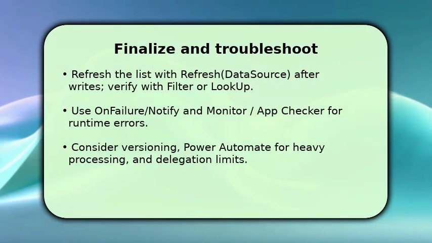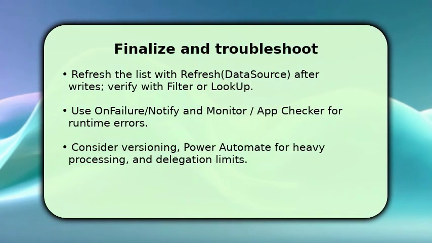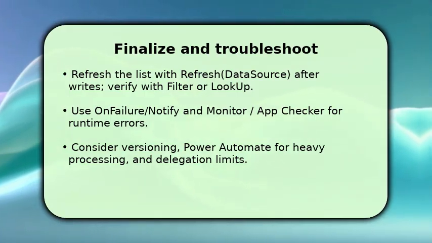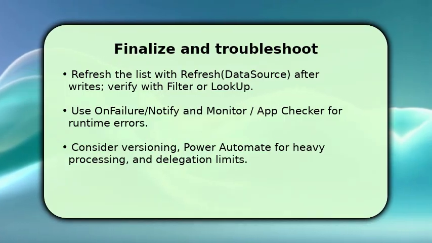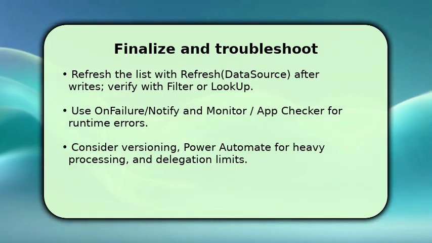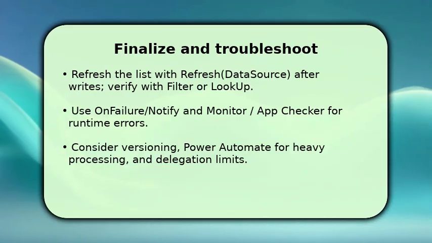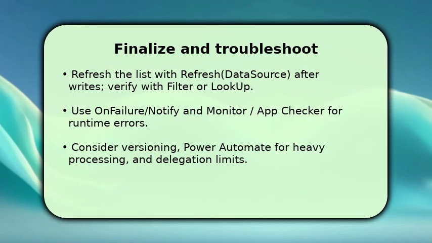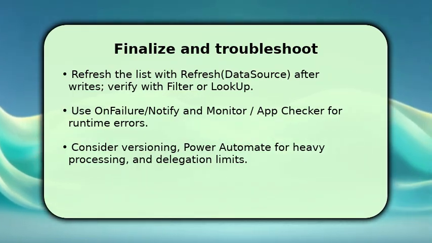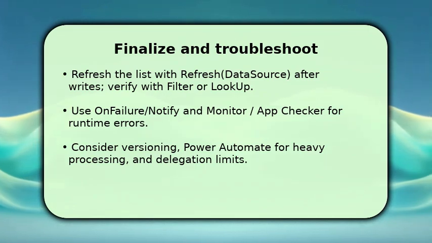Finish by validating and hardening the app so updates persist. After SubmitForm or Patch, call Refresh to sync the gallery and use LookUp to confirm the updated values. Add OnFailure handlers to show clear error messages and log issues to a diagnostics list or use Monitor to trace calls. Make sure to handle delegation limits and large lists by using indexed columns and filters. Troubleshooting tip: if changes don't appear, check user permissions, column internal names, and use the Monitor trace to find the failing request.